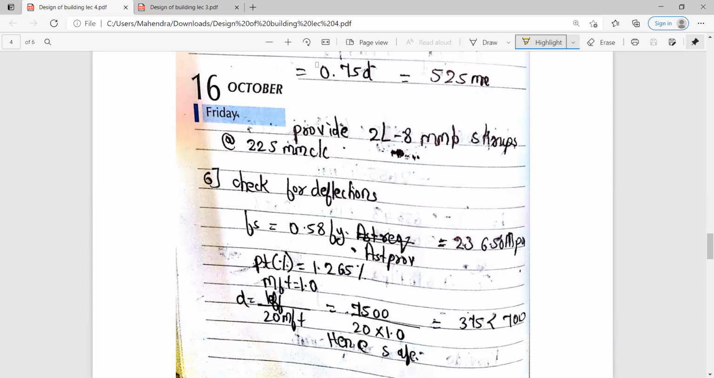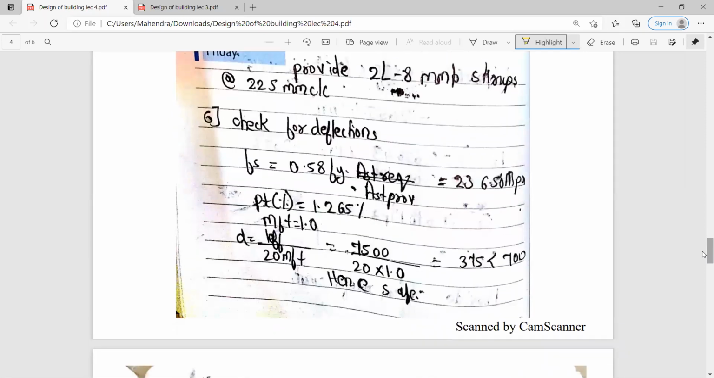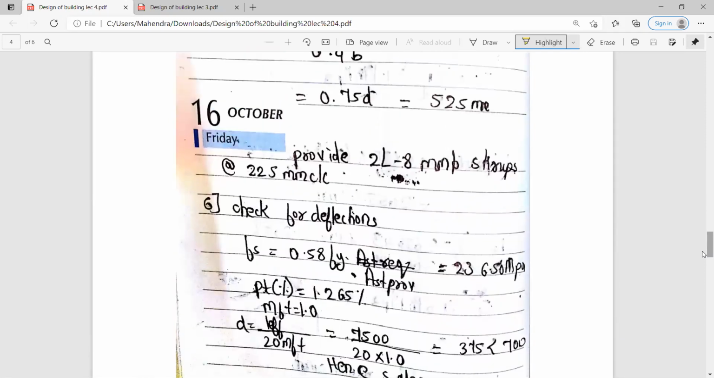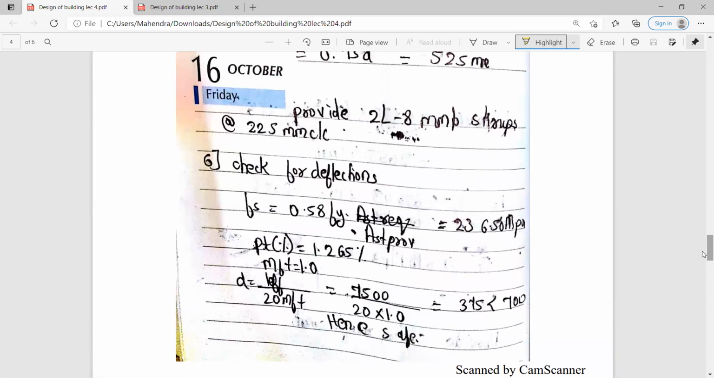So for calculation of depth you have the formula that is L effective upon 20 MFT. So substitute all the values and after substituting आपको depth की value कितनी मिल रही है? 375. It is less than the depth that you had calculated in the very first step. That is 700. So your design is safe for the deflection. So do this check for the deflection, and after completing, let me know.